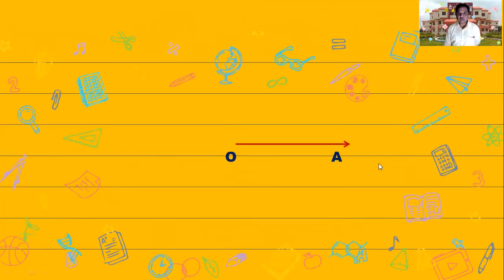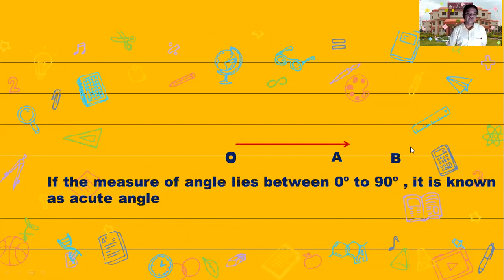Second, we'll take first ray OA. Then we are going to take another ray which is known as OB. This OB will now start moving from first ray OA in the anti-clockwise direction. So this is the second position of ray OB. Then it goes to the third position. Then it moves to the fourth position and then it reaches 90 degrees.